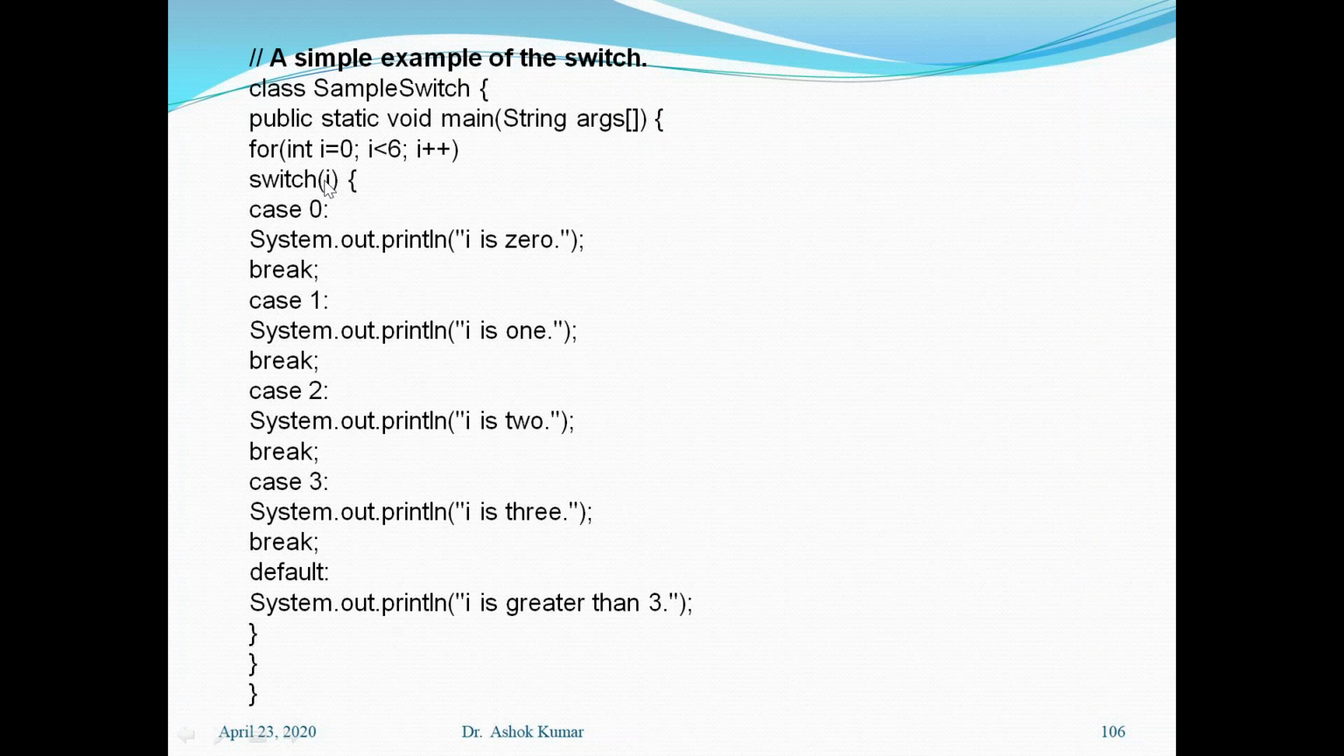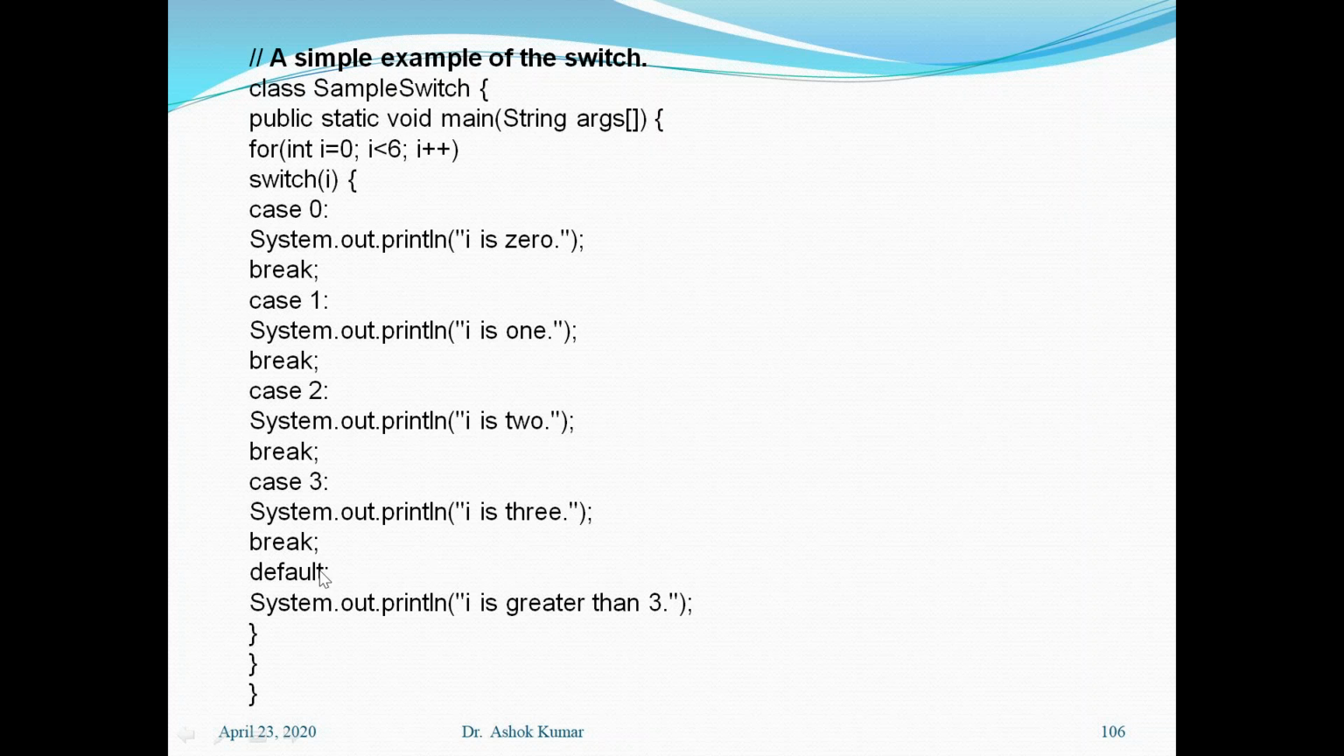If the value of the variable I is 3, then it will directly go to case number 3, and the statement under case 3 is "I is 3". So you will get this output, and then with the break, the control will come out of the switch statement. If the value of I is, let's say, 6, then case 6 is not there; only 4 cases are there: case 0, case 1, case 2, and case 3. So none of the case values match the value of I, so the default case will be executed and you will get "I is greater than 3".